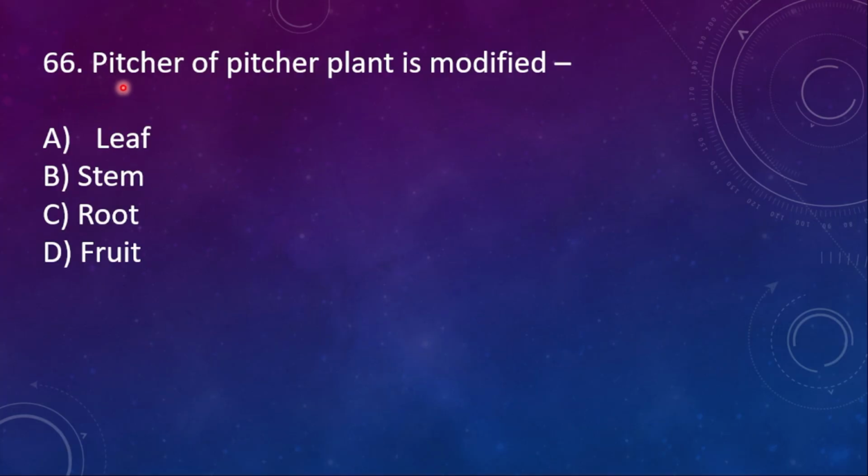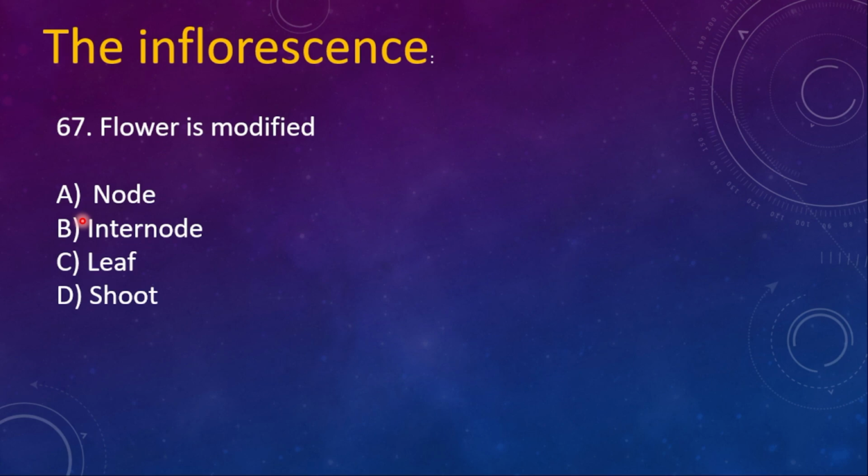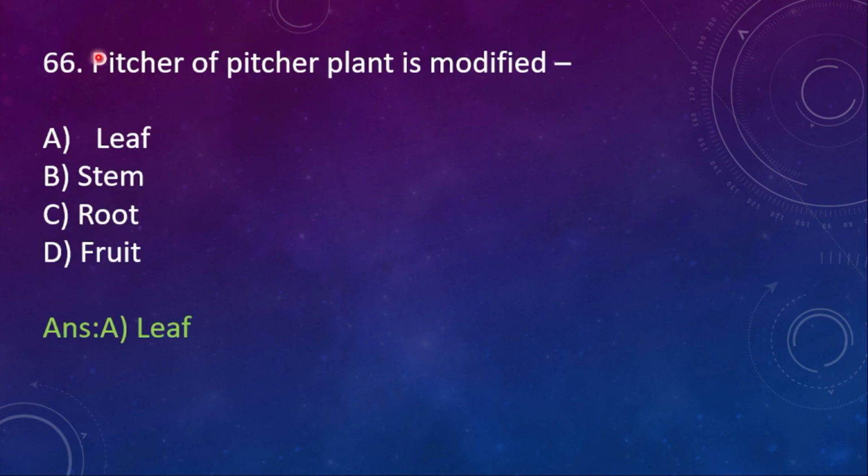66th question. Pitcher plant is modified. Option A leaf, B stem, C root, and D is fruit. Here pitcher plant is modified what? Leaf. Modified leaf. Insectivorous plant we used to say, no, that one is said to be pitcher plant.